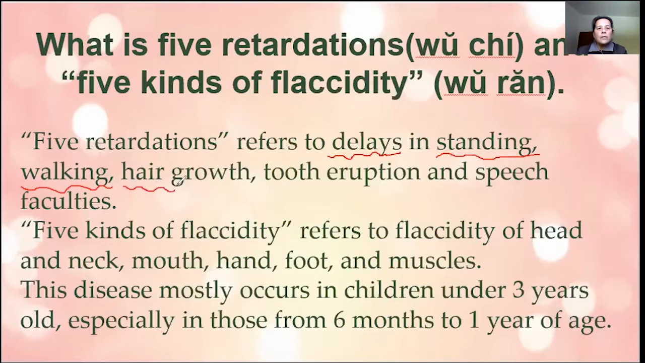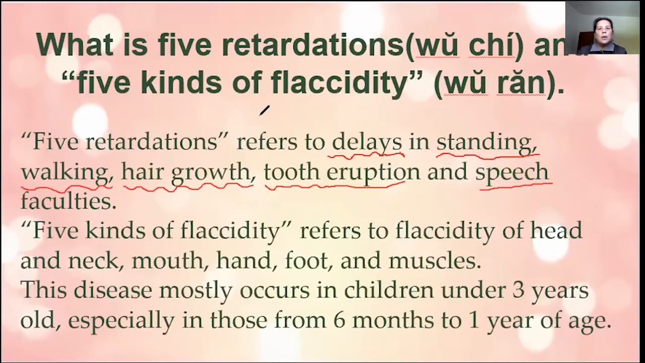And hair grows in slowly. No hair. And the teeth come out slowly. And speech is slow. So that's 5 kinds of slow here. Generally speaking, these 5 aspects reflect the children's development, so generally that means slow development.